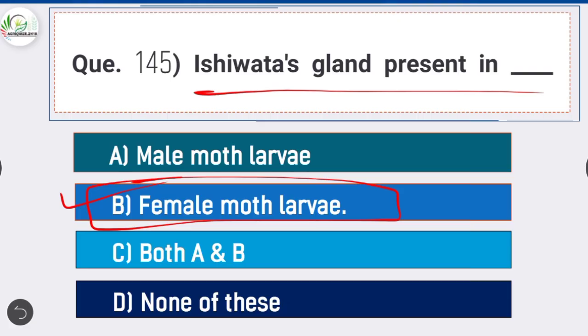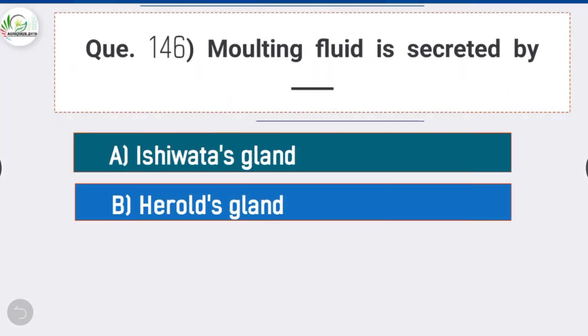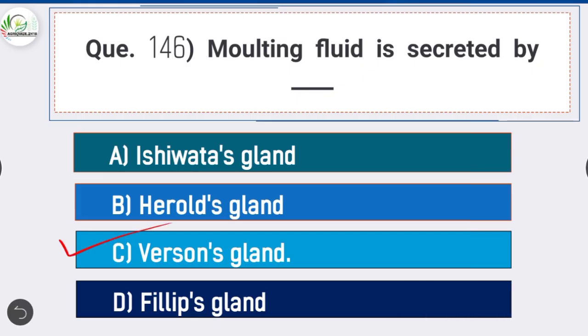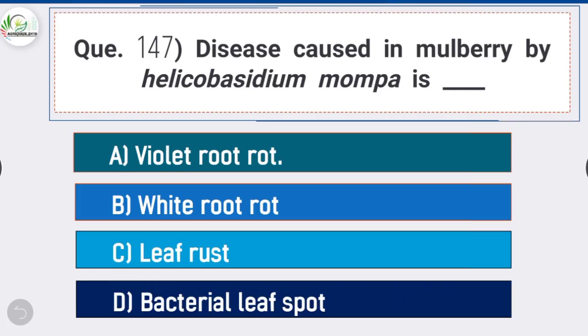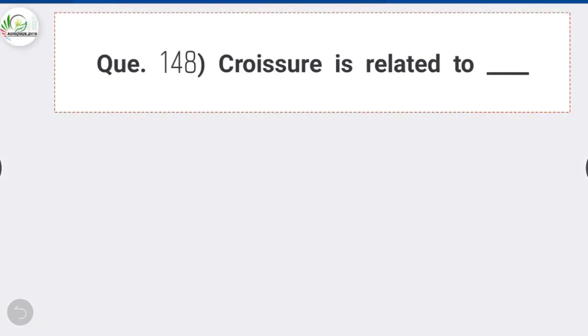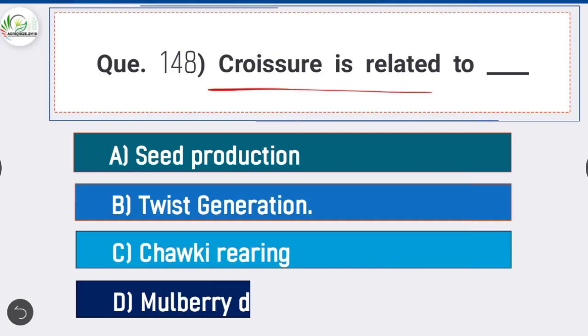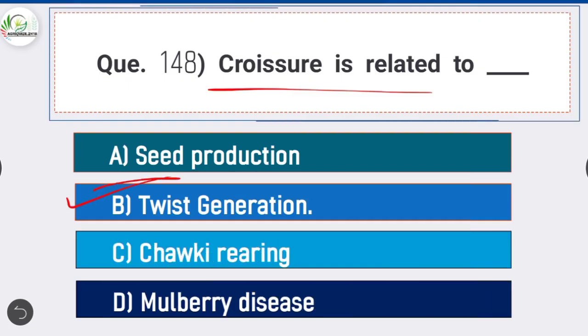Question number 146. Molting fluid is secreted by dash. Option C is the correct answer, Verson's gland. Molting fluid is secreted by Verson's gland. Question number 147. Disease caused in mulberry by Helicobacterium mompa is dash. Option A is the correct answer, violet root rot. Disease caused in mulberry by Helicobacterium mompa is violet root rot. Question number 148. Croiser is related to. Option B is the correct answer, twist generation. Croiser is related to twist generation.